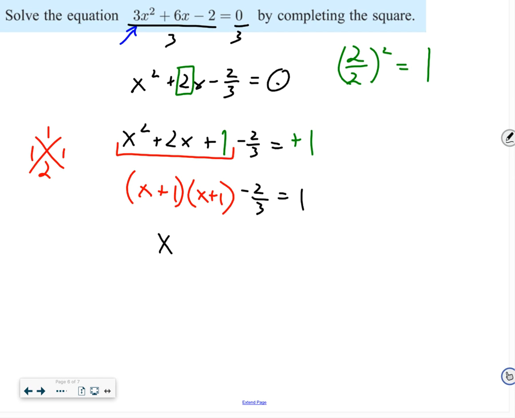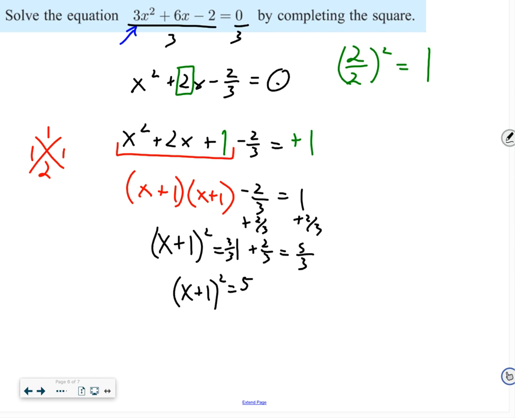Okay, well, since it's something that's multiplied by itself, it's x plus 1 squared. And then I'm going to also add 2 thirds to both sides on this step. So I get 1 plus 2 thirds. Well, 1 is the same thing, so I multiply it by a form of 1, which is 3 over 3. So I get 5 thirds. Okay, so I have x plus 1 squared equals 5 thirds. Now it's of this form, a perfect square on the left side. I can go ahead and square root both sides.